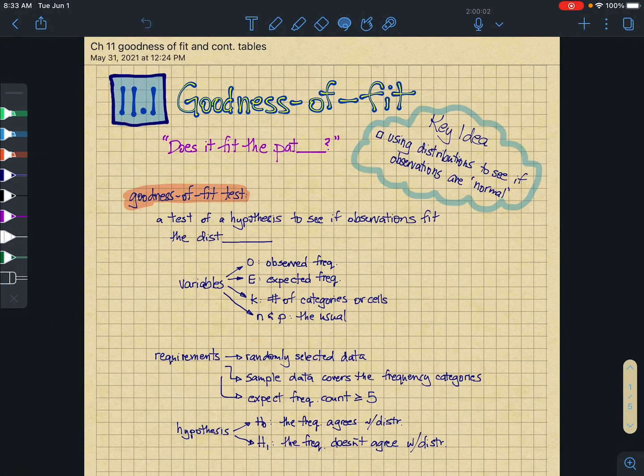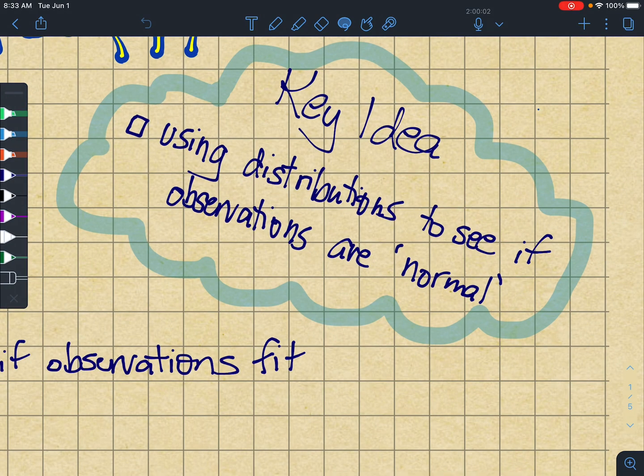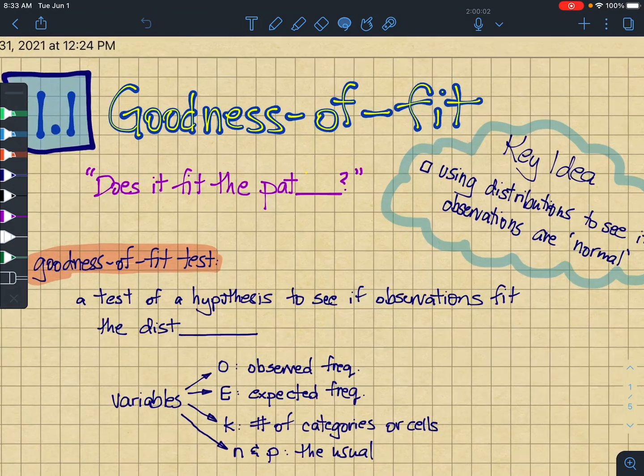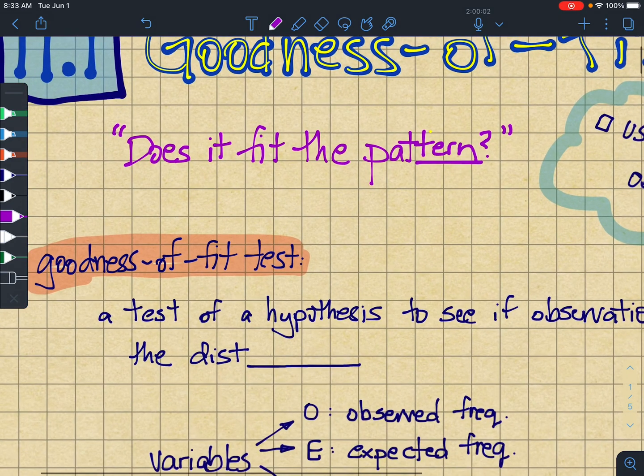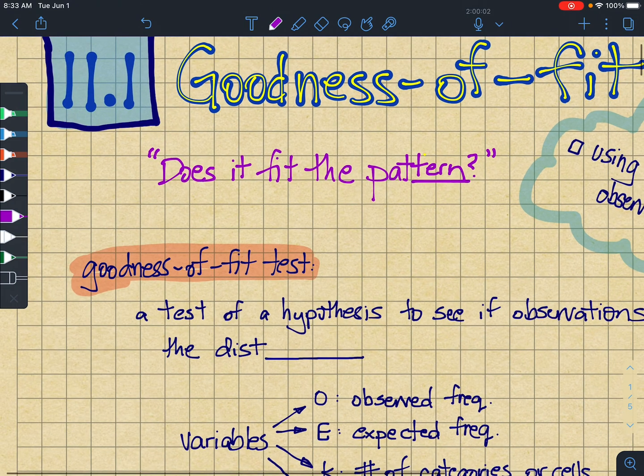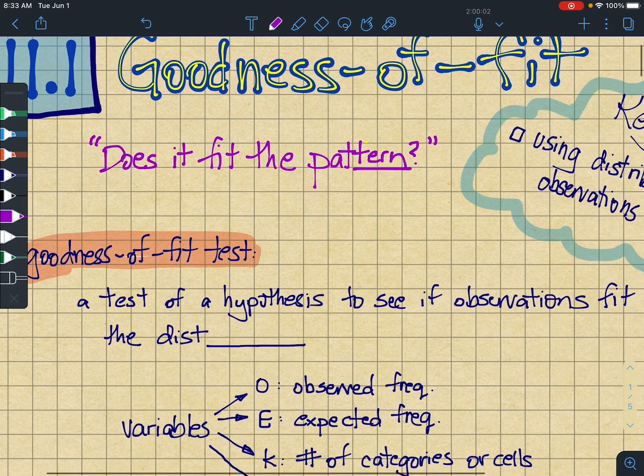All right, lesson 11.1, our last chapter. Goodness of fit. Our key idea here is we are using distributions to see if the observations are, quote unquote, normal. And what we mean by normal actually is, does it fit the pattern? So instead of looking to fit a line like we did in chapter 10, we're looking to fit a pattern. In this particular case, the distribution that we'll be comparing to is chi-squared.